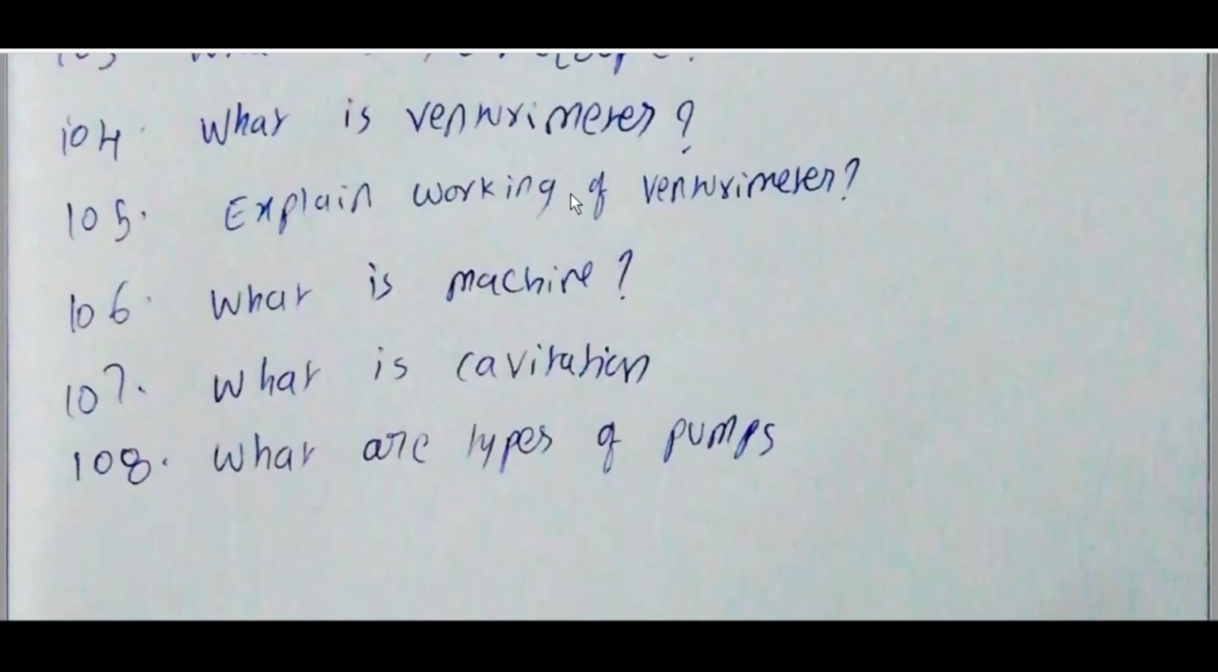What are types of pumps? Pumps: rotordynamic and positive displacement. In rotordynamic: centrifugal and axial flow. Axial is vortex; centrifugal is single stage, multi-stage. In positive displacement: reciprocating, rotary; reciprocating includes blow case pump.